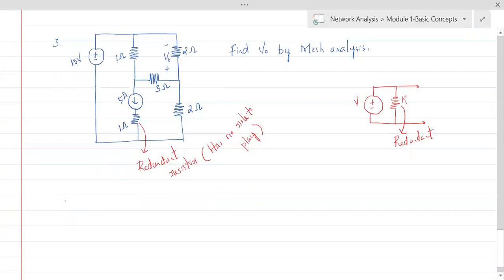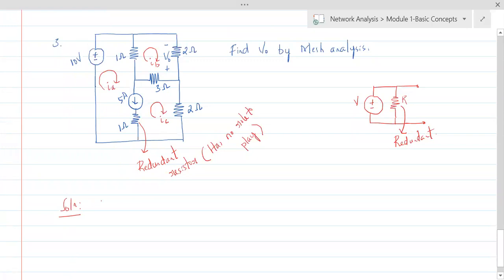Okay, in the solution, what we need to say is we have to mark mesh currents. To find V naught, we have to mark the mesh currents because they have asked us to do this by mesh analysis. So let me mark this as IA, IB, and IC. And you can say IX, IY, IZ, not a problem. If you're fed up with IA, IB, IC, you can change the names.